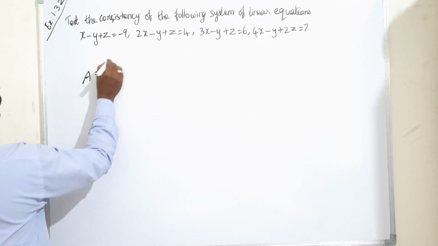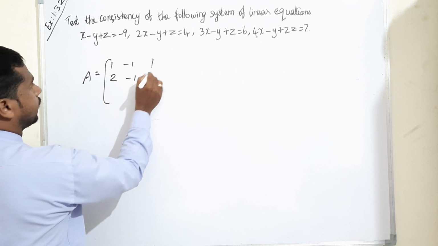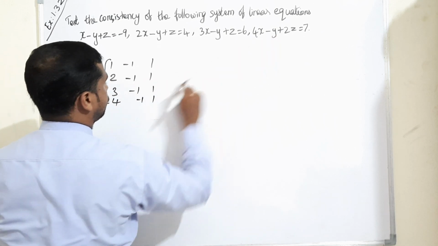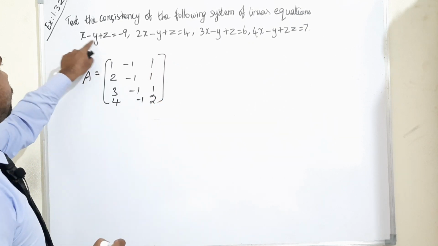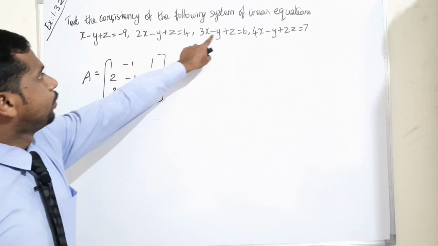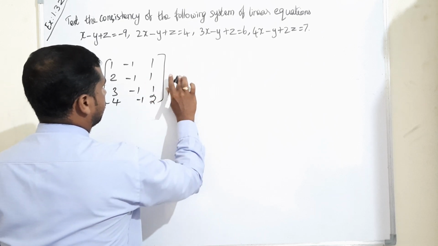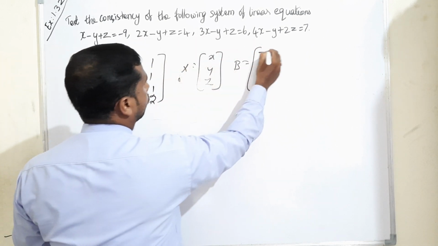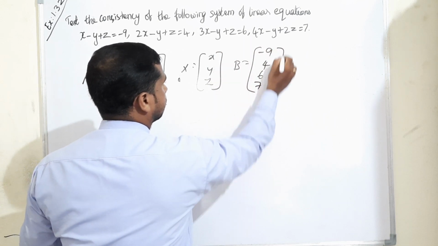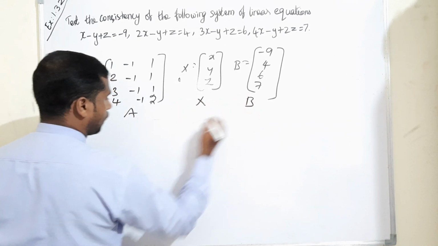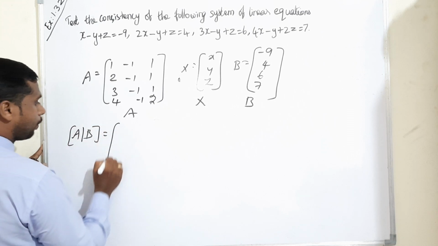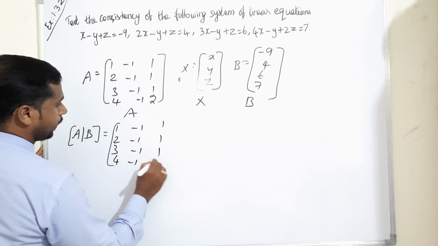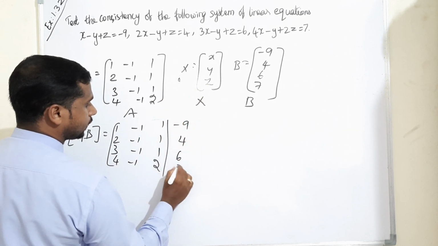First we arrange A equal to [1, -1, 1; 2, -1, 1; 3, -1, 1; 4, -1, 2], then X is x, y, z, then the constants B are -9, 4, 6, 7. This is capital A, capital X, capital B. The augmented matrix A with B is [1, -1, 1; 2, -1, 1; 3, -1, 1; 4, -1, 2] next to the column -9, 4, 6, 7.